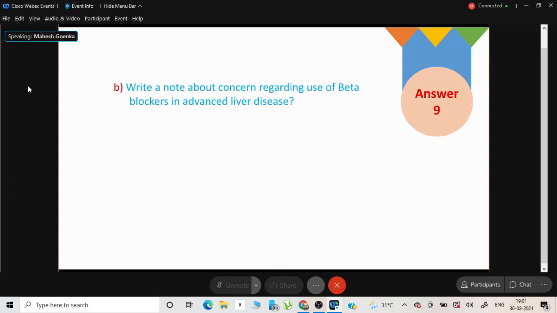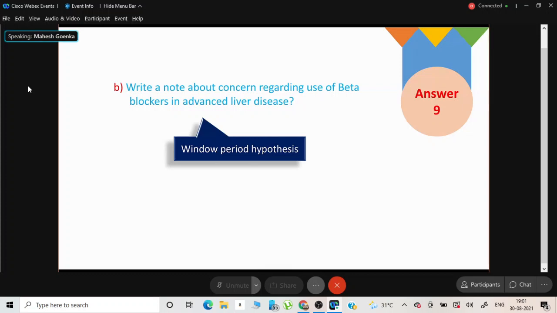And the second question is about a note regarding use of beta blockers in advanced liver disease. You are aware that since that trial was published, in those who have advanced liver disease or spontaneous bacterial peritonitis, beta blockers may harm more than they can do good. Though contradictory data is available, some people say that beta blocker is useful only in the window period, neither too early a disease nor too late a disease, and that's the window period hypothesis. Some mention about this is expected from you.